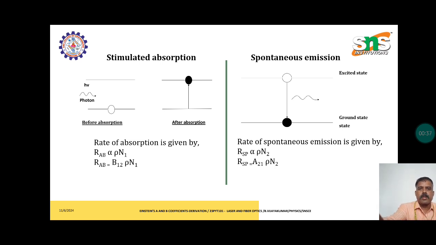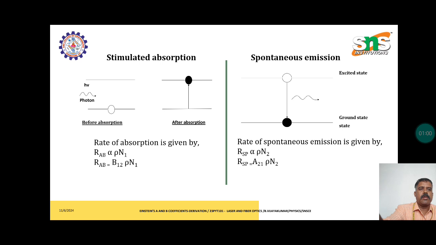Stimulated absorption: when an external photon is triggered from the ground state of an atom, it reaches the excited state. So this is before absorption, then after absorption. The rate of absorption is given by R_AB, directly proportional to rho n1. R_AB equal to B12 rho n1.